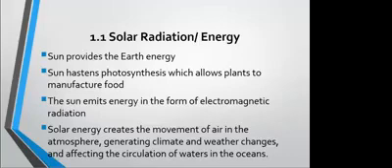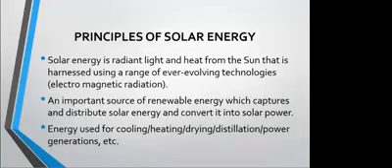So the principle of solar energy is radiant light and heat from the sun that is harnessed using a range of ever-evolving technologies. We have the electromagnetic radiation, for example, and an important source of renewable energy which captures and distributes solar energy and converts it into solar power. So technology nowadays has already evolved so that we reuse the solar energy that has been given to us. We convert it into a source of electricity, for example, through solar panels.